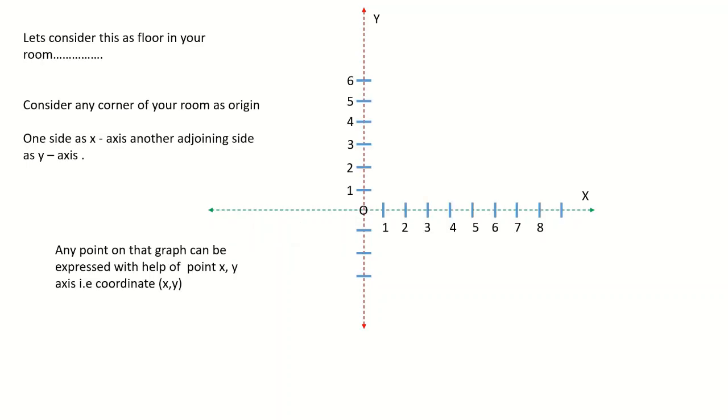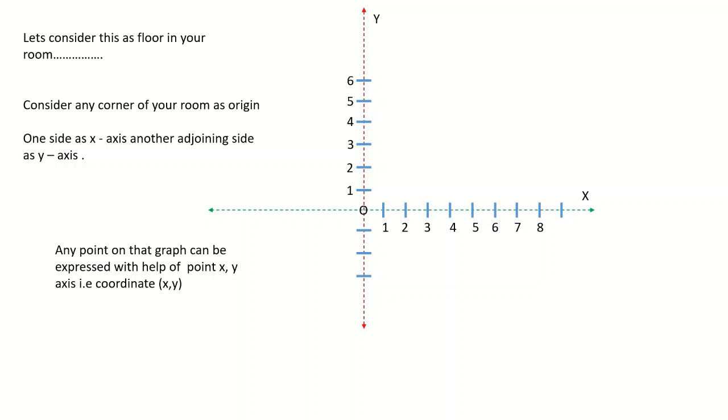Only with axes it's not possible, so we need to divide the axes on a certain value basis so that we can designate a point in the graph as a coordinate. To do so, take the example of the floor in your room. Consider your floor as the plane on which we are going to plot the graph. Consider one side of your room as the x-axis and the adjacent side as the y-axis, and the corner of your room as the origin.